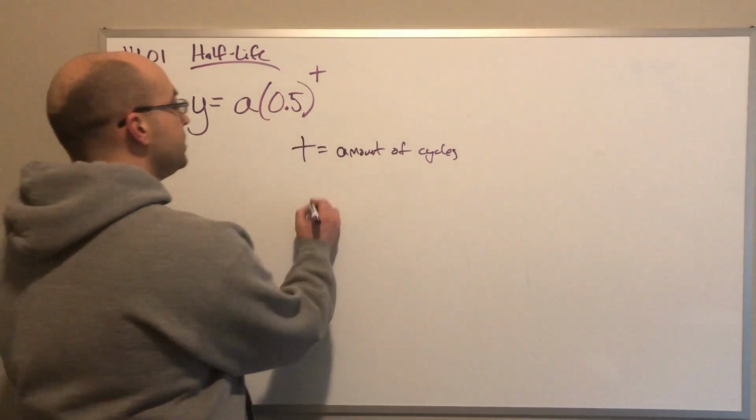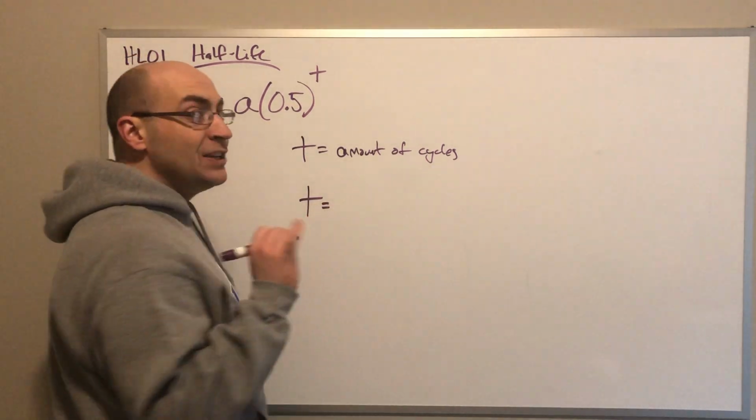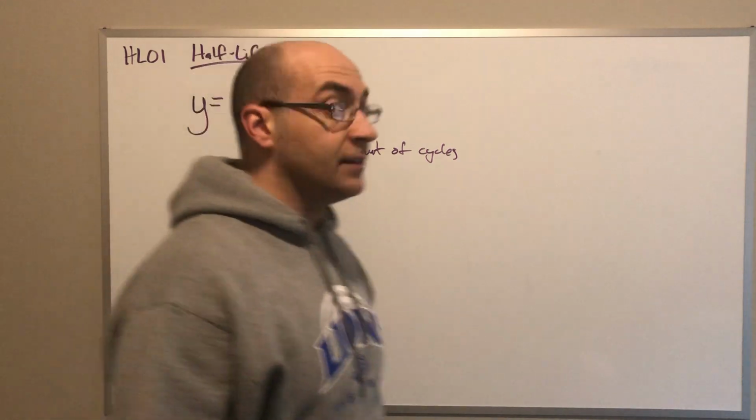So it's the amount of cycles the half-life goes through. So for example, t is going to represent a fraction that you must simplify before you put it into the calculator.